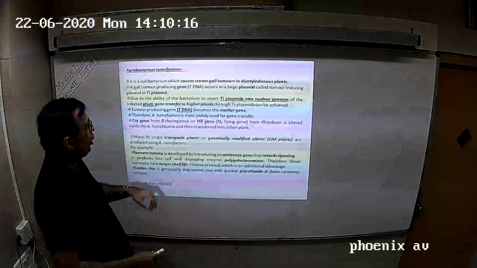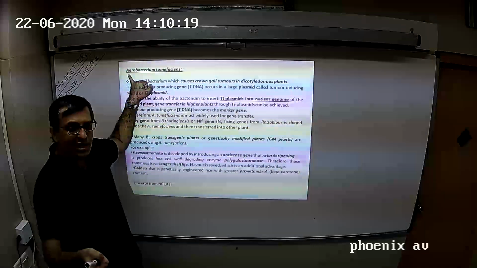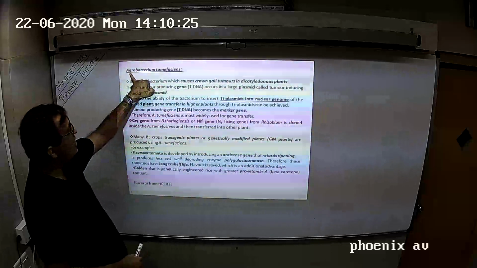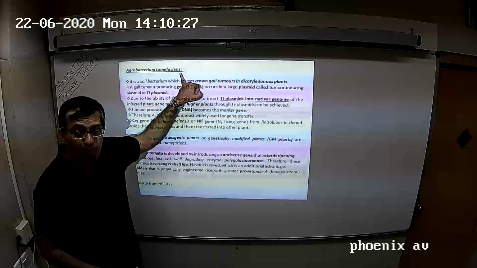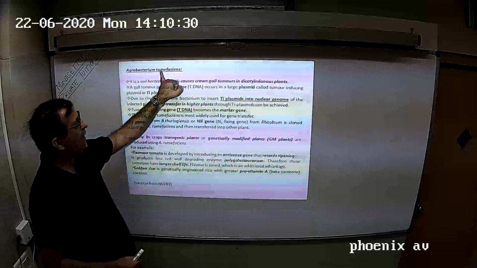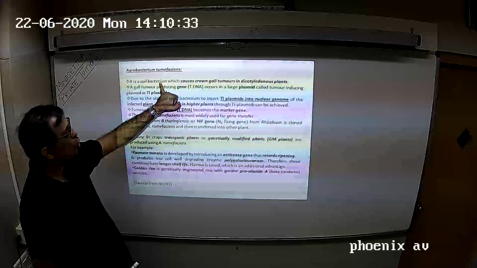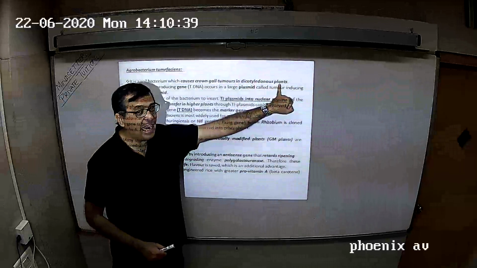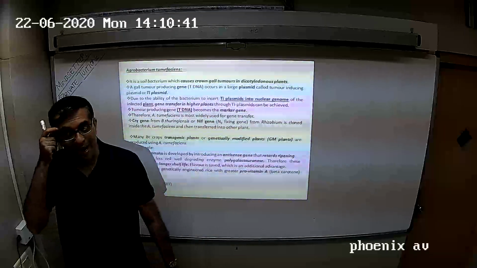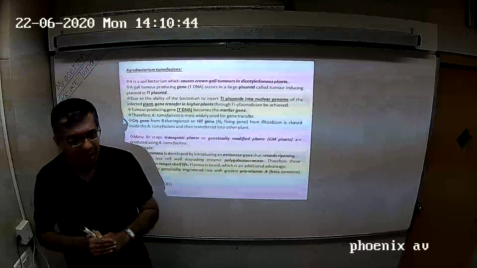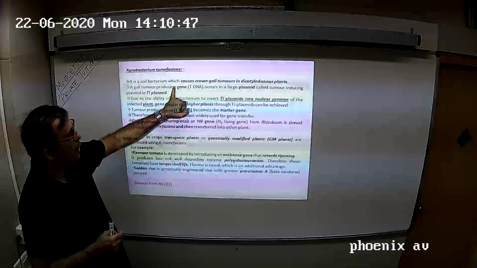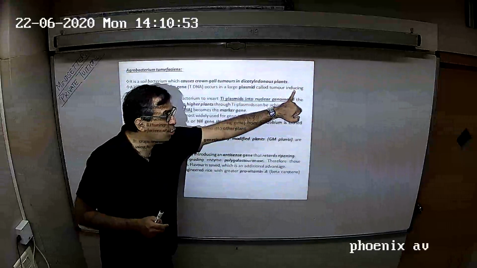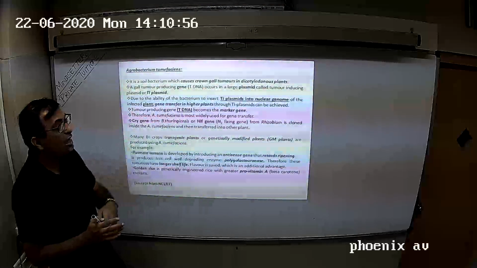Okay, all of you? So we now have another bacteria, a fantastic bacteria called Agrobacterium tumefaciens. Agrobacterium tumefaciens is a soil bacteria which causes crown gall tumors in dicot plants. तो dicot plants में crown gall tumor करता है and a gall tumor producing gene called tDNA occurs in a large plasmid called tumor inducing plasmid or Ti plasmid.